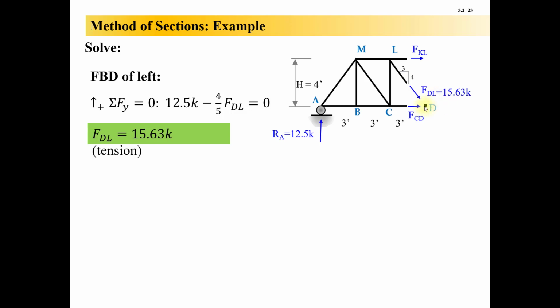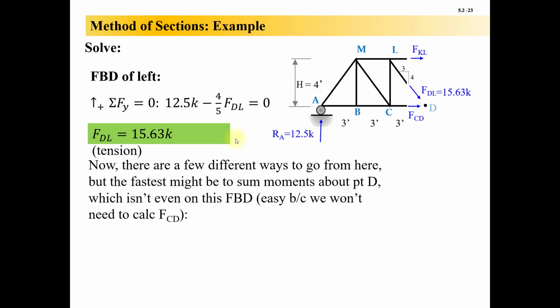And not any moment equation. I want some moments right here about point D. And point D is not even on the free body anymore, but you can sum moments about any point in space. And this point right here makes a lot of sense because that member and that member, their forces act through it. So it's going to make my equation easier, and it's going to get rid of this unknown as well out of my equation.